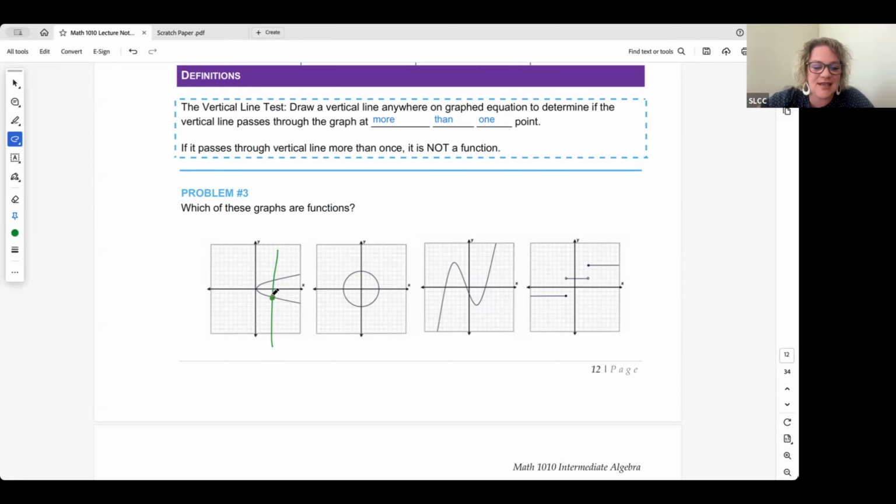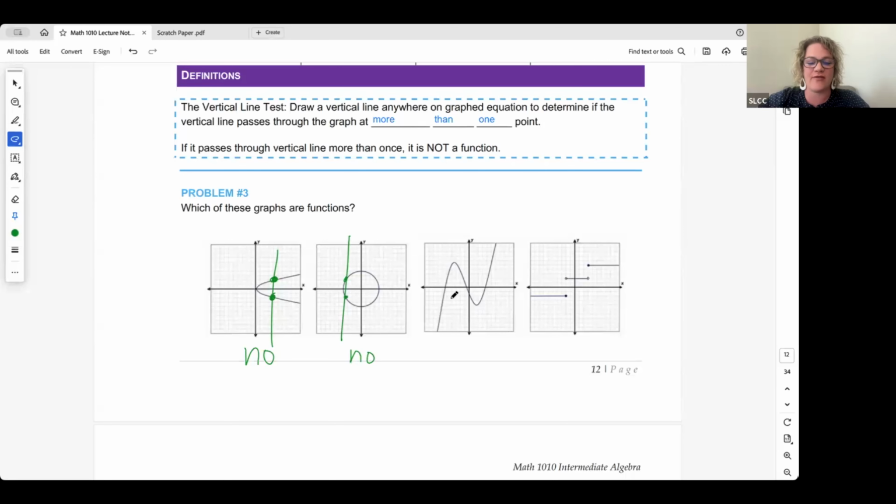Boom. I see an output value here and an output value there. There are two output values. Is this a function? No. Let's try this one. Draw a vertical line. Again, I see two output values for just this one input. Is this a function? No.